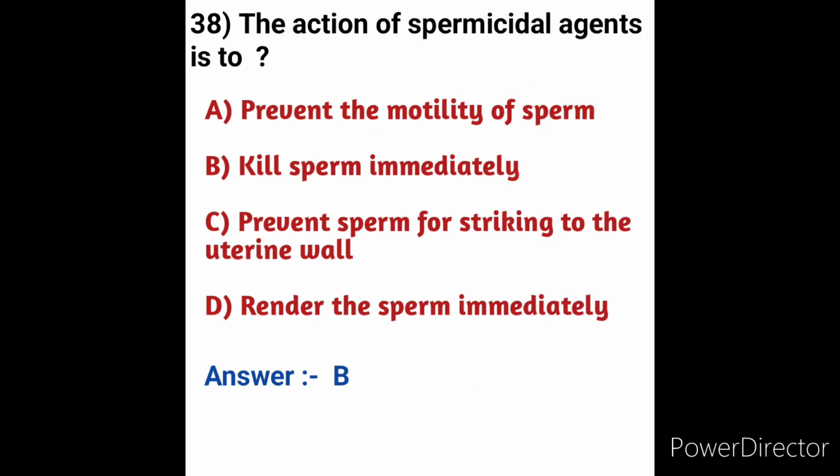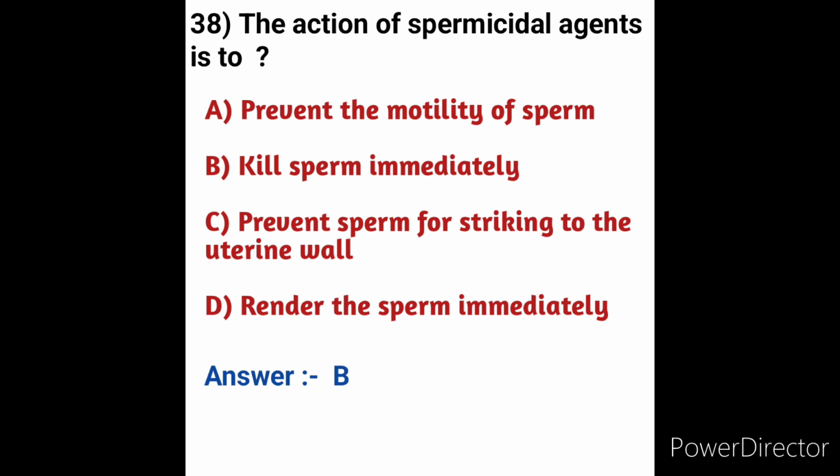The action of spermicidal agents is to, options. Option A, prevent the motility of sperm. Option B, kill sperm immediately. Option C, prevent sperm from striking the uterine wall. Option D, render the sperm immobile. Here, what is a spermicidal agent? A spermicidal agent means it kills sperm immediately. Option B is the correct answer.